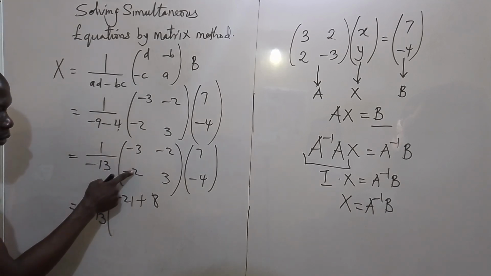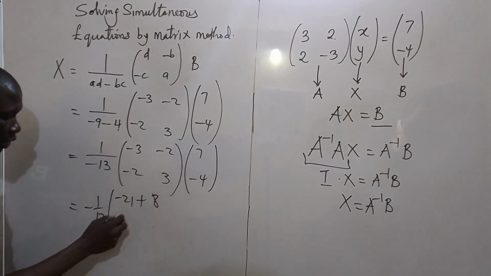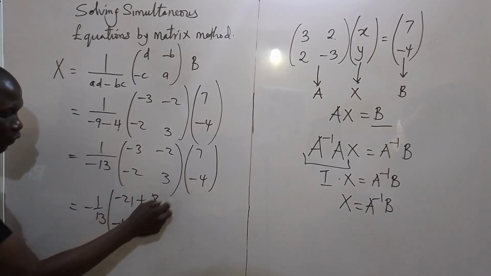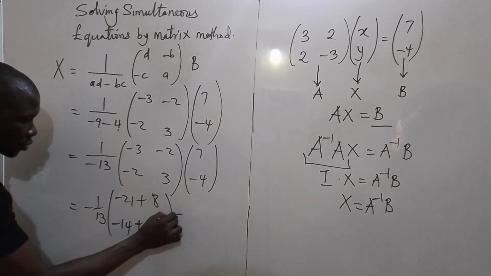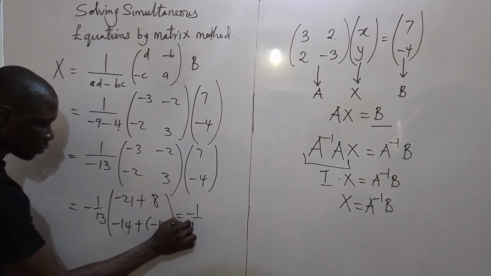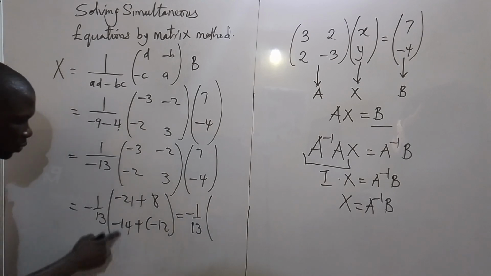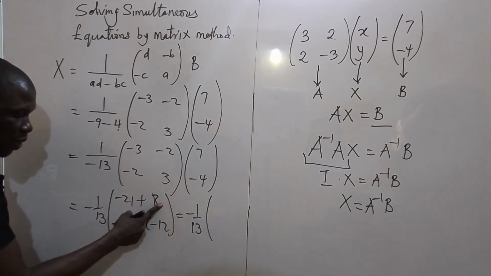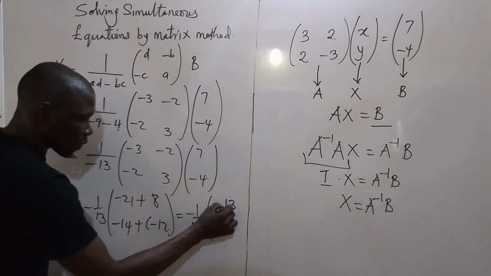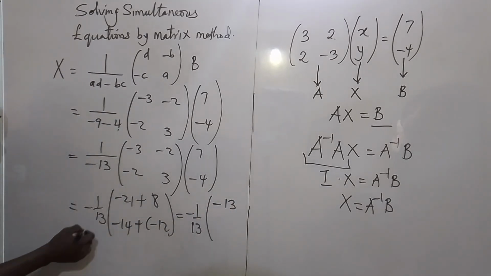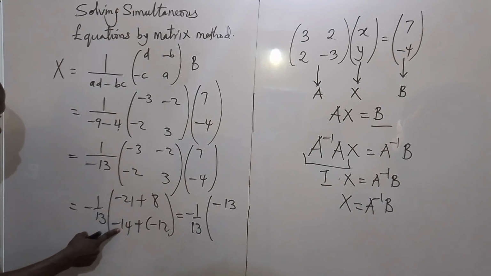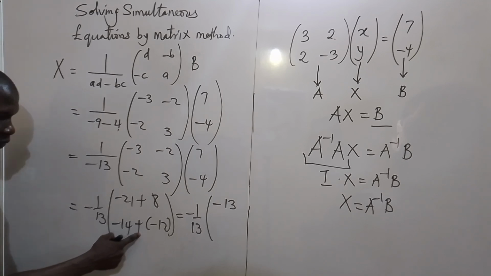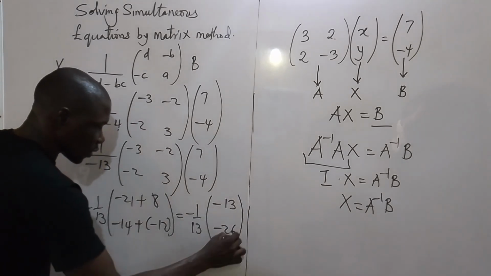Then minus 2 times 7, that's minus 14, plus 3 times minus 4 is minus 12. So minus 1 over 13, bracket, minus 21 plus 8, that is 8 minus 21, so this is minus 13. Then minus 14 plus minus 12 will give us minus 26.